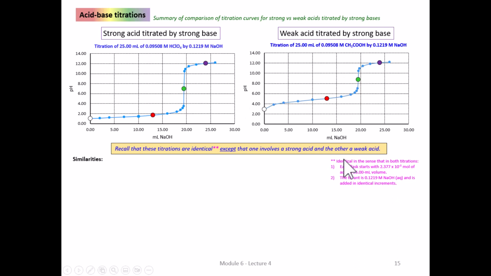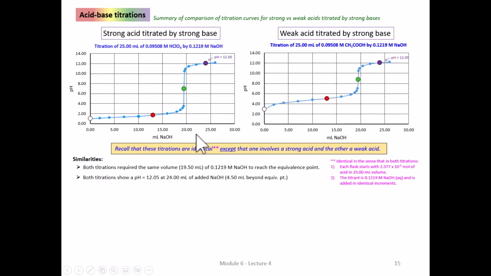So what are some similarities between these two titration curves? Well, both titrations required the same volume of titrant to reach the equivalence point, 19.5. Both titrations show a pH of 12.05 when 4.5 milliliters of sodium hydroxide beyond the equivalence point is added, because remember, regardless of what's in the flask, when you go beyond the equivalence point, the pH is just totally controlled by the excess number of moles of sodium hydroxide.